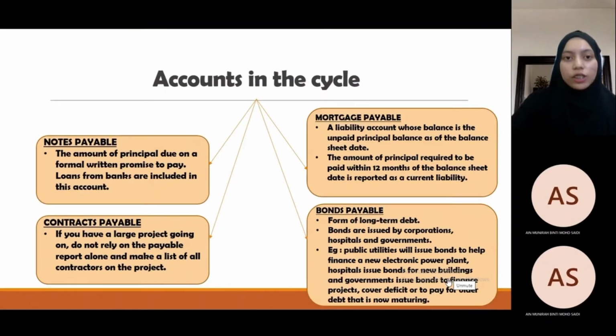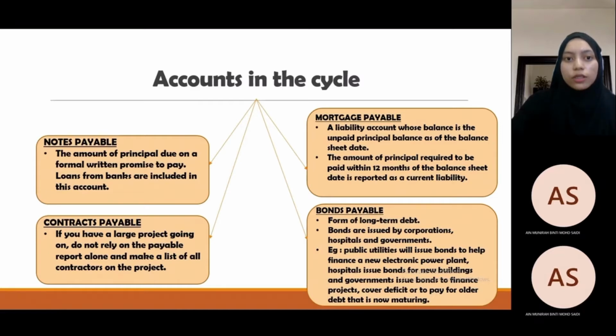For the next slide, I will continue to the accounts involved in the capital acquisition and repayment cycle, which depend on the type of business the company operates and how its operations are financed. The first one is notes payable or loan payable. Notes payable is the amount of principal due on a formal written promise to pay, or this account also includes loans from a bank. For example, an agreement between a bank and a client. The client has agreed to pay the bank the amount that he borrowed within a specific time.